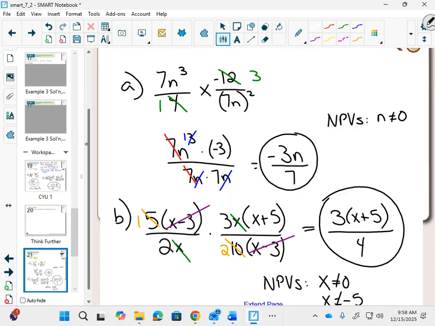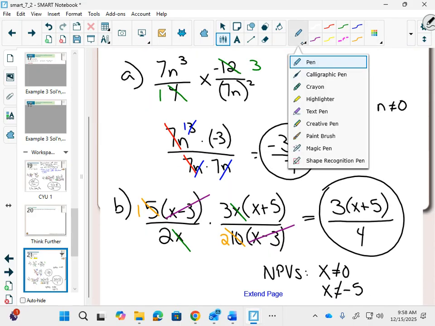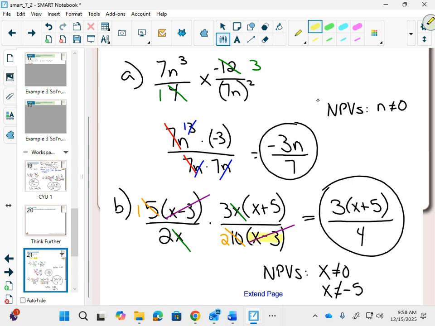Then in my work, take out my highlighter again. I have an x minus 3. Once I flip them, now the x minus 3 is on the bottom of my fraction. So that's another non-permissible value. That if x was equal to 3, you would divide by 0. So lots of places, you have to check everywhere in every denominator you have, and anything that makes a denominator equal to 0 is going to be a non-permissible value.